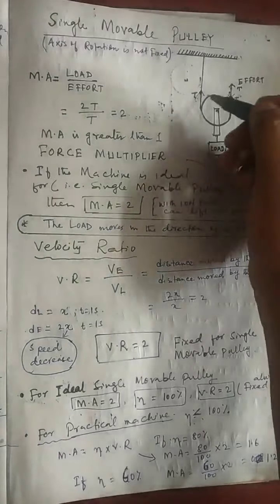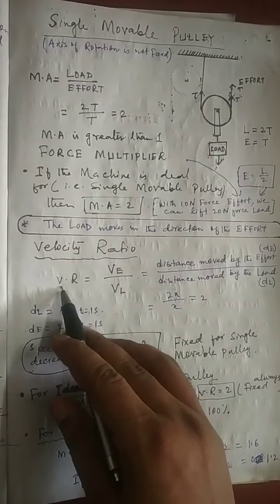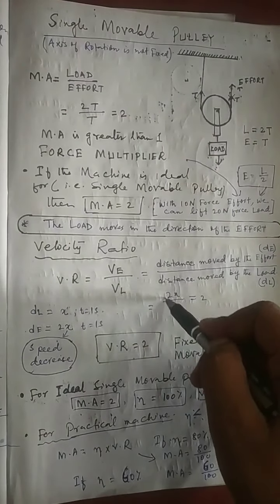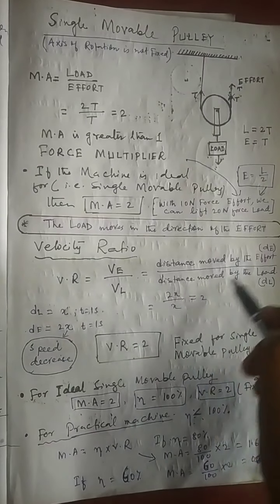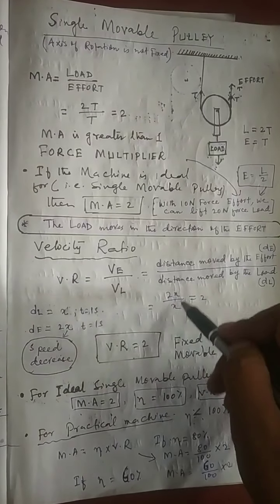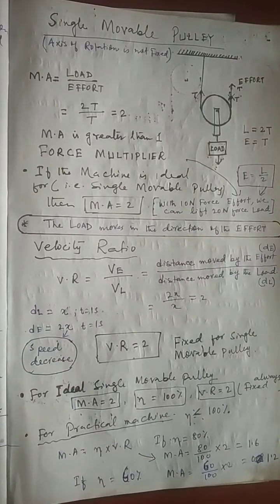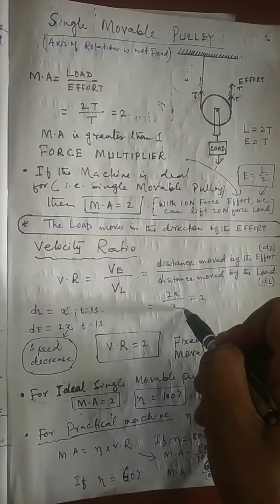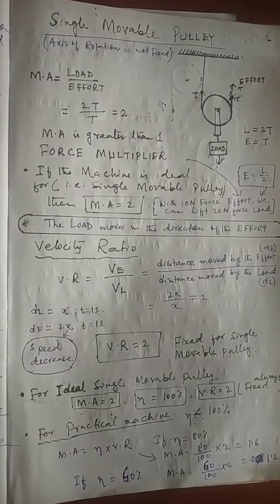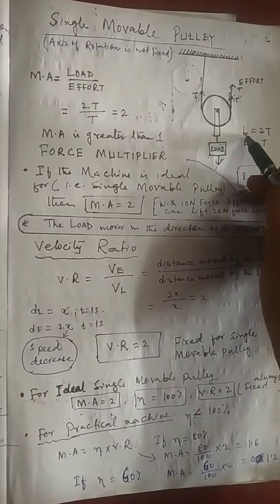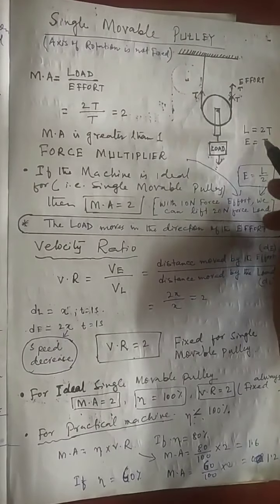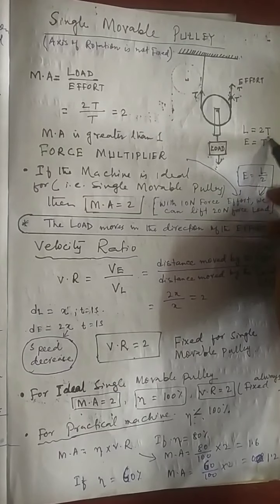Distance moved by the effort will be 2x and distance moved by the load is x, so the velocity ratio will be 2. Now look at this: load is equal to 2T and effort is equal to T. That is 2 tension.